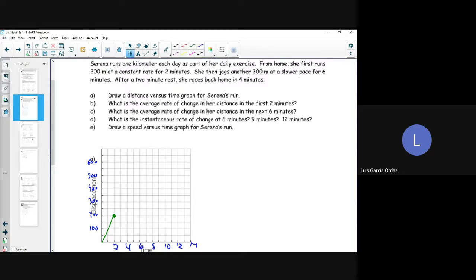So our next segment, she goes for 300 meters, and this takes her 6 minutes. So from 2, we end up at 8. So she goes another 300 meters for 6 minutes, so we get up to 500 meters. And then she takes a 2-minute rest. So from 8 minutes to 10 minutes, she is resting for 2 minutes. And then she races back home in 4 minutes.